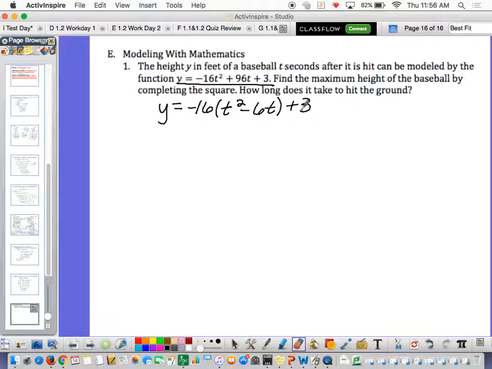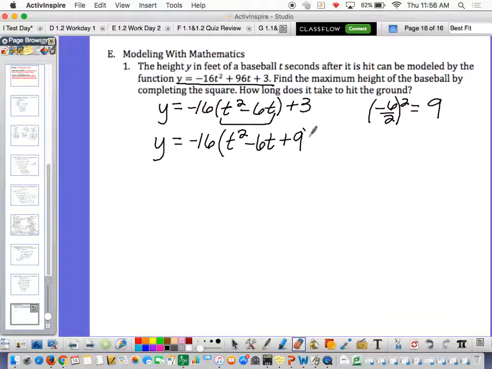Okay? So now we can take this right here and we can complete the square with what's inside. So if you have y equals negative 16, okay. Well, negative 6 divided by 2 is negative 3, and negative 3 squared is 9. So I've got 16t squared minus 6t plus 9 plus 3.